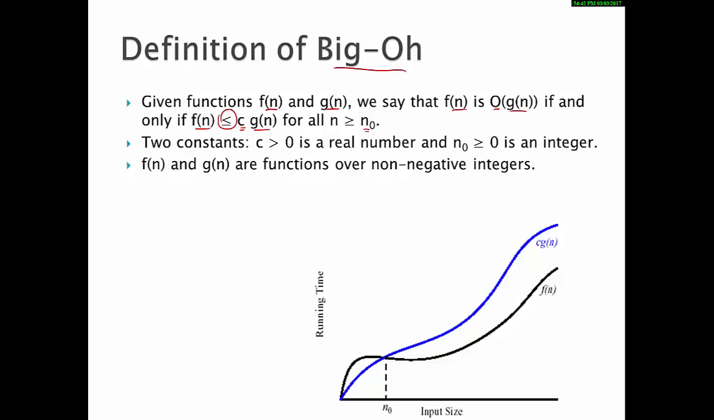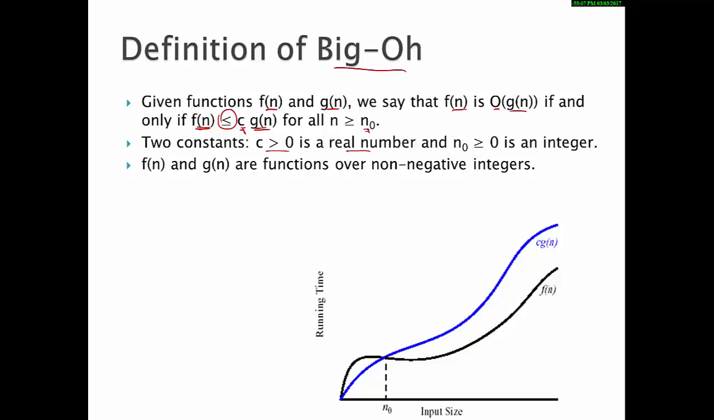So what we're talking about is a couple of constants. f of n and g of n are going to be given to us, and we're going to need to find these constants, c and n naught. c is a real number, so it could be as small as 0.001, but it has to be a real number, and it has to be positive.